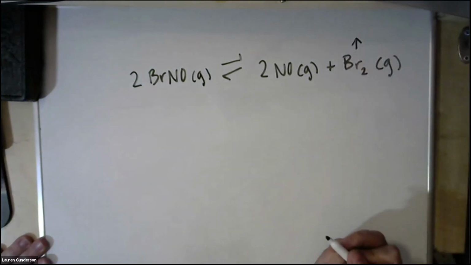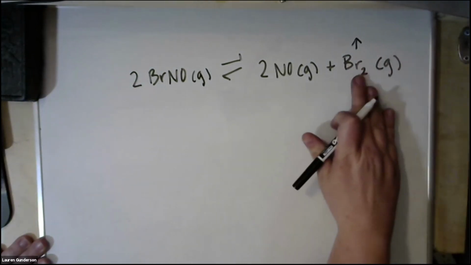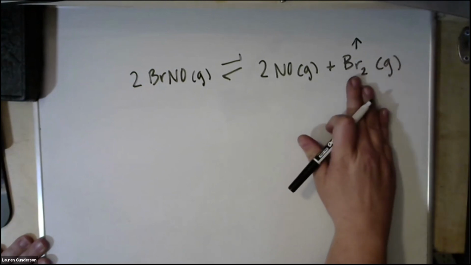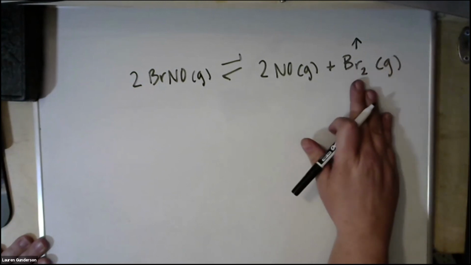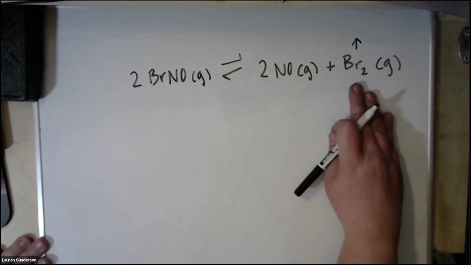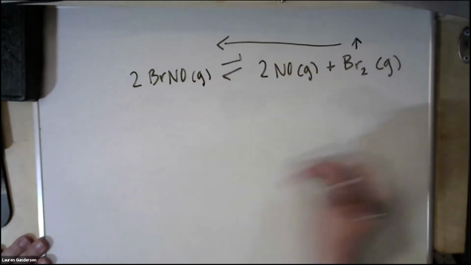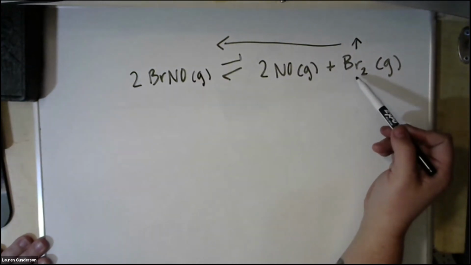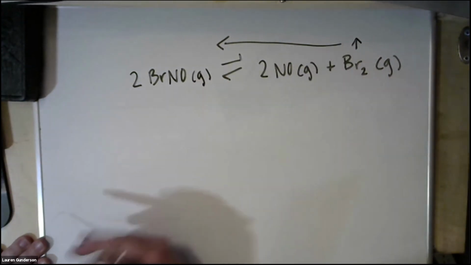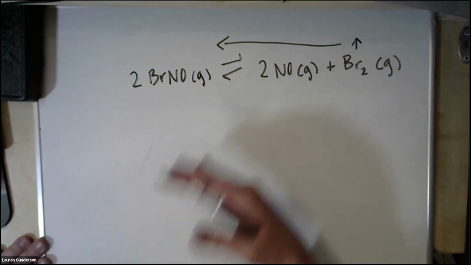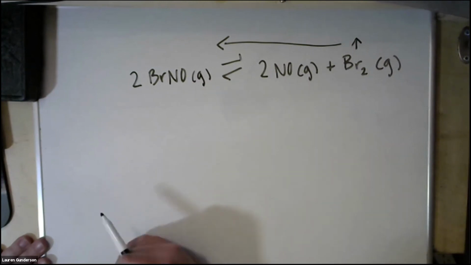Br2 to the mixture? Okay, so again, if we're adding additional Br2, that means we have too much product. And to correct this, the reaction is going to shift to the left so we can use some of that up and kind of balance back out, get it back to that K value again.